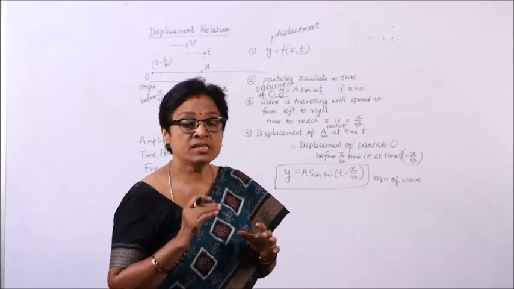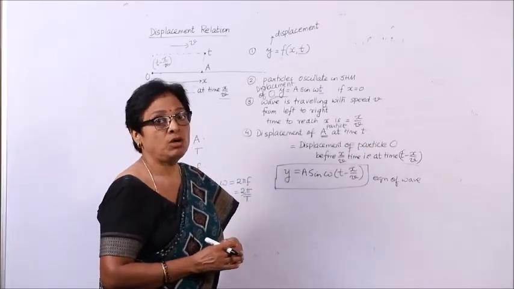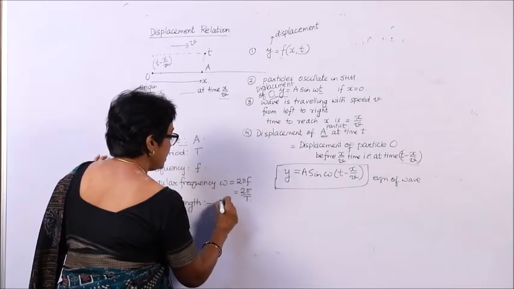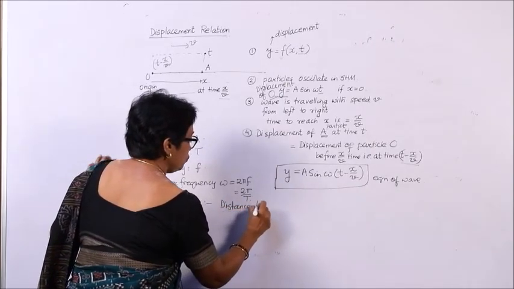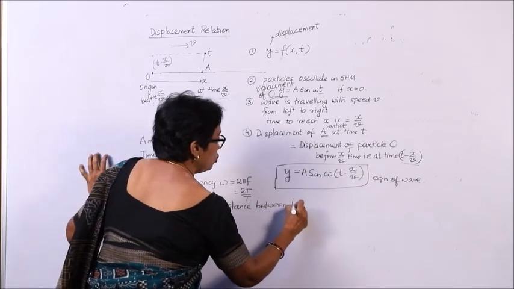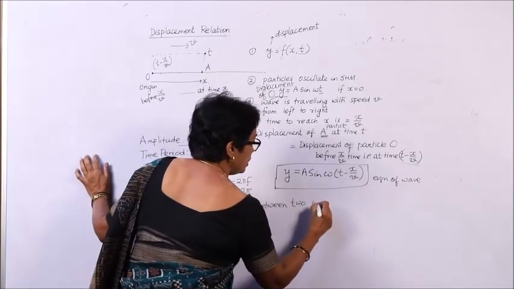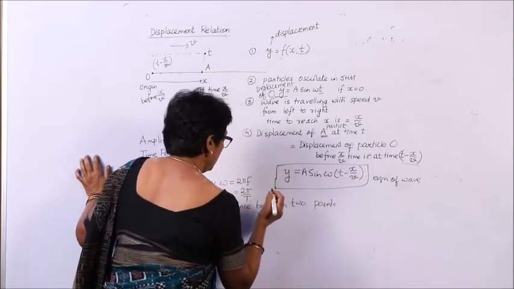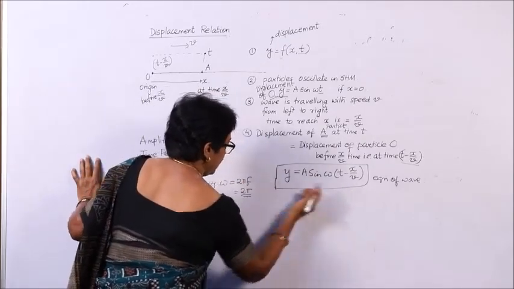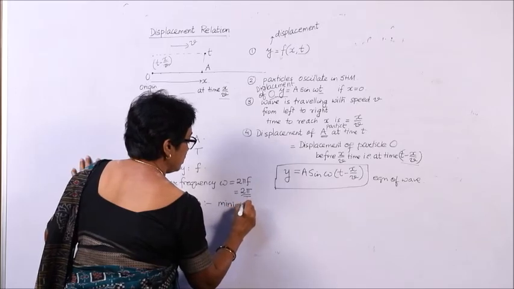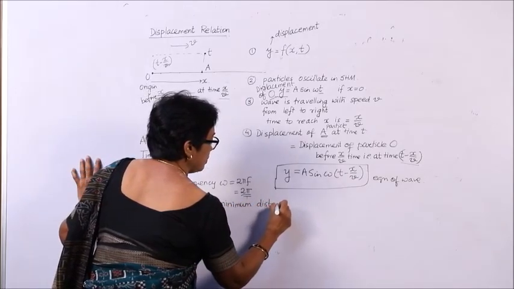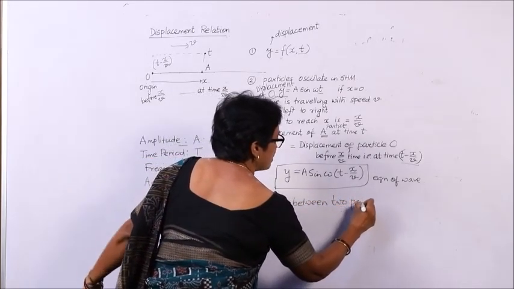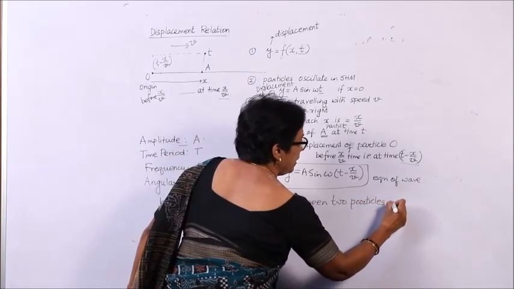So wavelength is the distance travelled by the wave during the time a particle of the medium completes one oscillation, or I can say this is the minimum distance between two particles in the same phase.